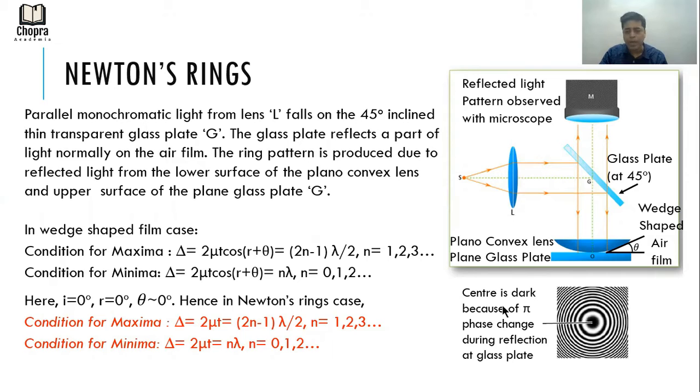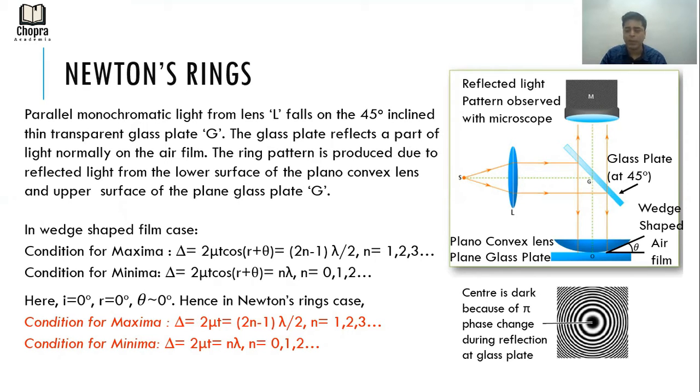So we'll start with the explanation of this, and because it is a special case of wedge-shaped film, we will not be deriving anything here. We will be importing the results from the wedge-shaped film, but we will have to derive the expressions for the diameter of the rings, the dark and bright rings, and we will have to see the applications of Newton's rings.